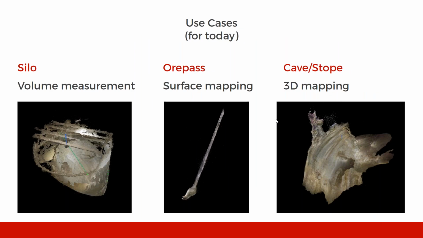For today, I prepared a bunch of new use cases for you. So we'll be doing a silo where it's all about volume measurement. This is a 14-meter diameter bulk material silo. There is an ore pass in a mine where we did surface mapping of a hangar in the ore pass. And we'll be looking at a cave. Basically, this is a nearby cave here in Switzerland that we often use to test our new firmware or test our new drones. And we did basically the experiment of trying to map the whole thing, just as a demonstration of how you would go about doing this with a stope, for example.